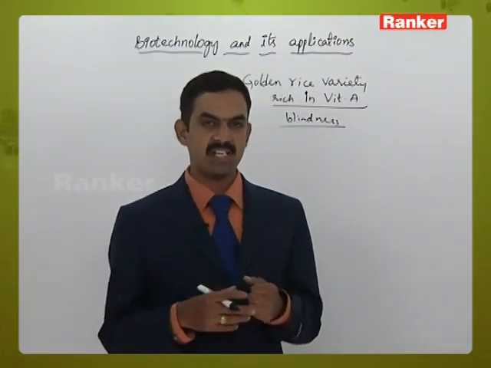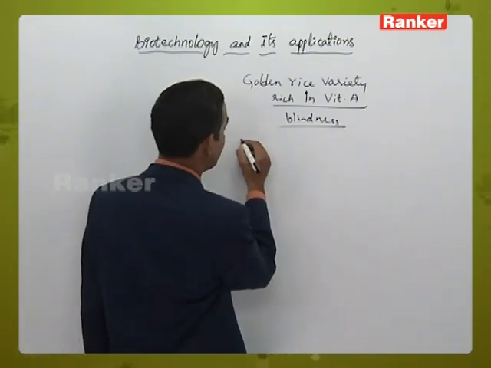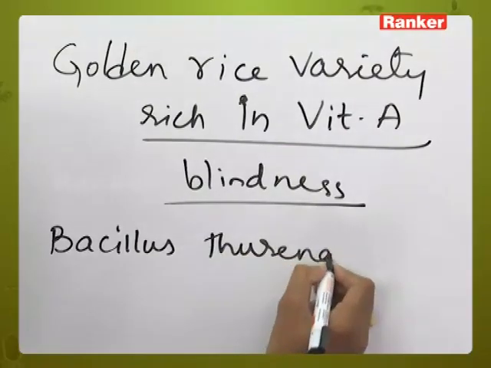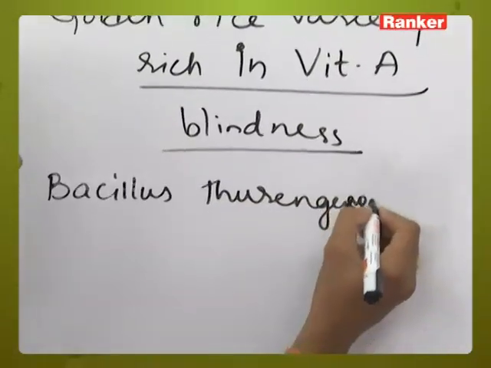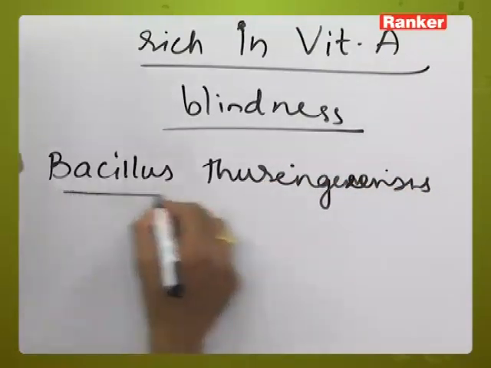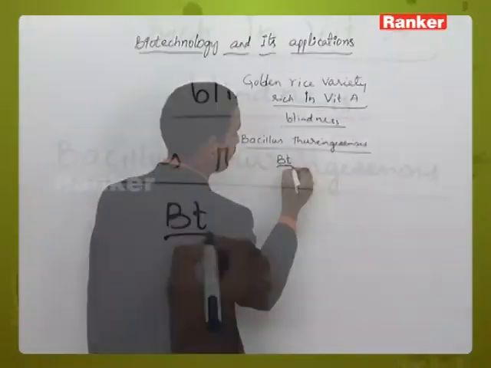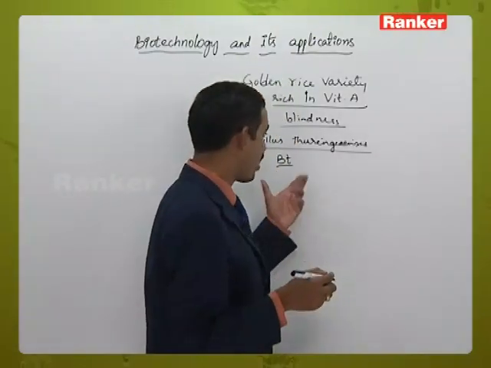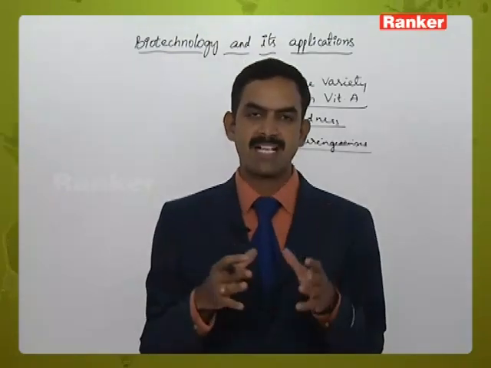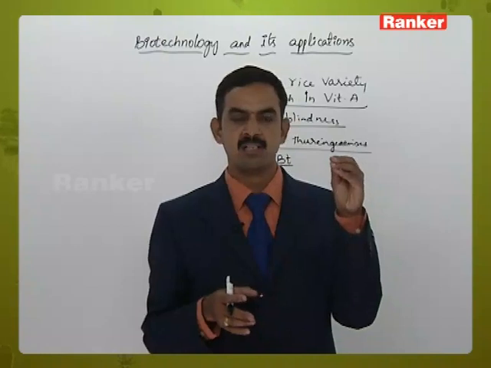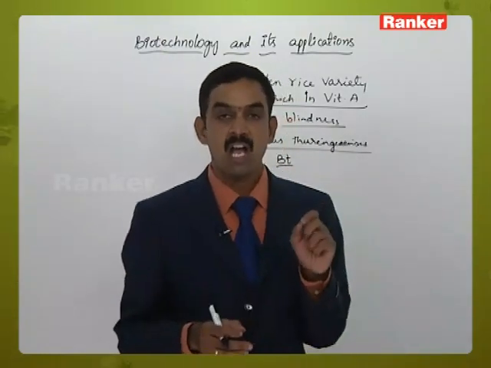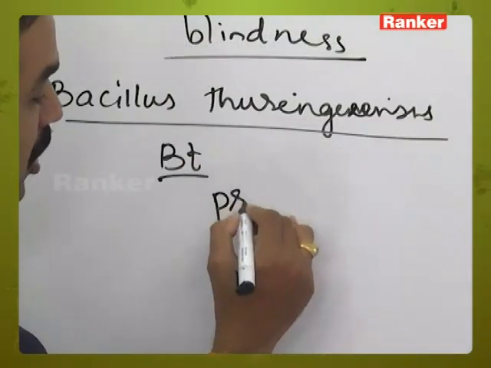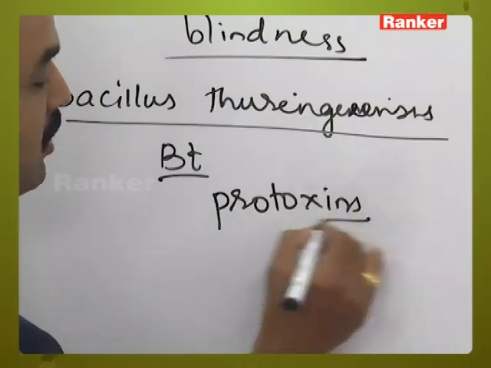Let us take some other examples. We already know there is a bacterium called Bacillus thuringiensis, which is called Bt. This is a bacterial biopesticide. What is the importance of this bacterial biopesticide? It is useful for controlling insects or pests. How does it help? The toxins present in it are protoxins, which are in the inactive form.